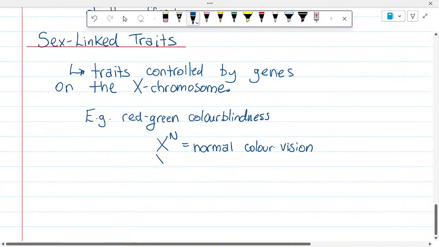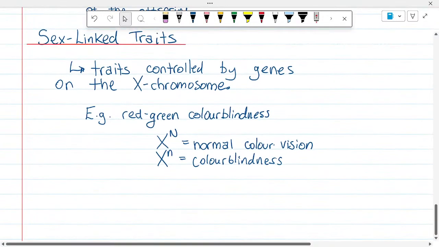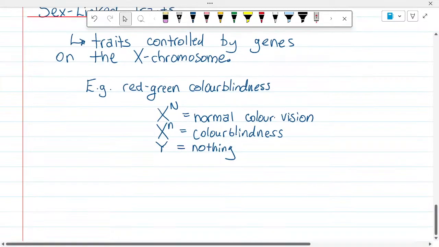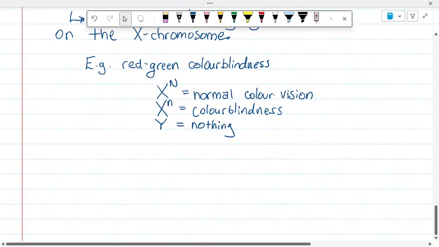And then we have X little n referring to color blindness. And again, we're talking specifically about red-green color blindness here. And then, what is the third possible allele, of course? Y, which is nothing. It doesn't code for anything with regards to this. It just doesn't have anything to do with it. There is no color blindness gene on the Y chromosome, which means what are the possible genotypes?